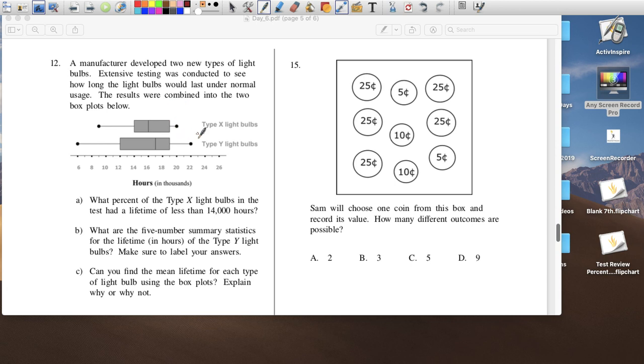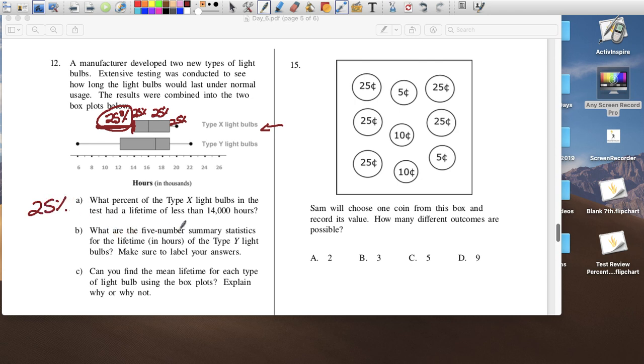So we're talking about X. Less than 14,000 would be from here to here. So this much lasted less than 14,000. How much is that? Remember, your box is dividing 25% quartiles, right? Each of these is 25%. So how much of the light bulbs will last less than 14,000? 25%. So the answer for A is 25%.